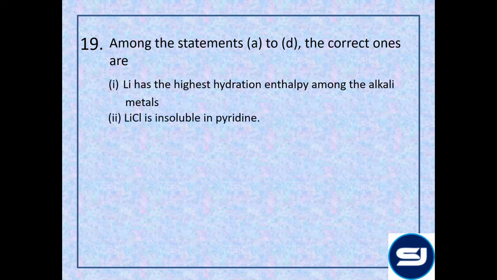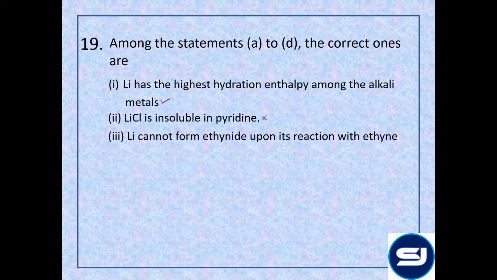LiCl is insoluble in pyridine. Now how do you decide this, whether it is correct or incorrect? Covalent character. Yes, LiCl is a covalent compound, and being covalent, it can dissolve in non-polar solvents like pyridine. And a straightforward statement is given in NCERT that LiCl is soluble in pyridine. That means this is not a correct statement. This is correct. This is incorrect. Li cannot form ethynide upon its reaction with ethyne.